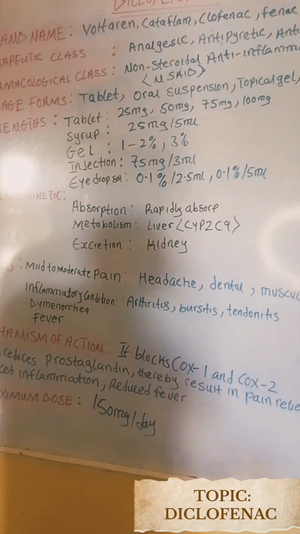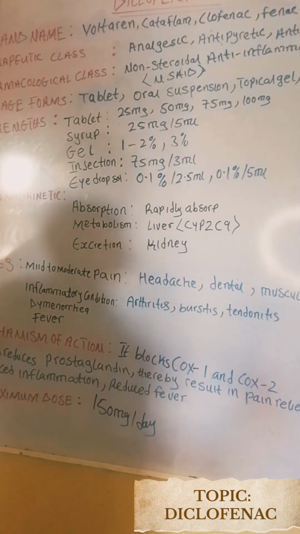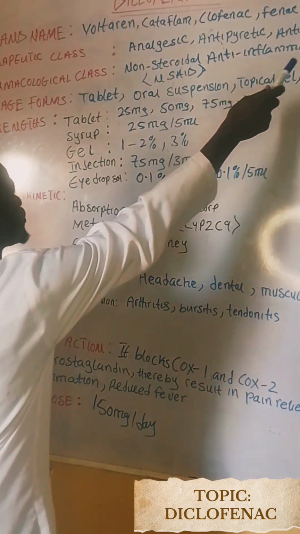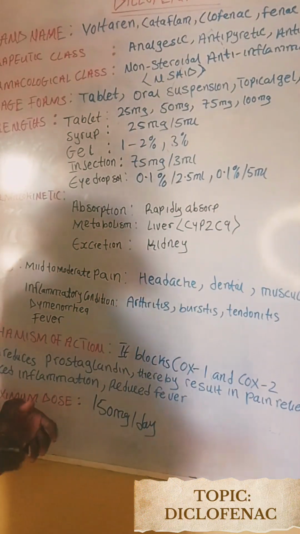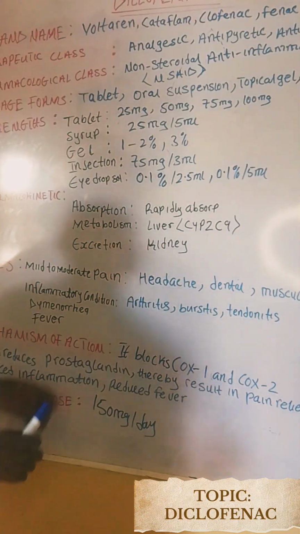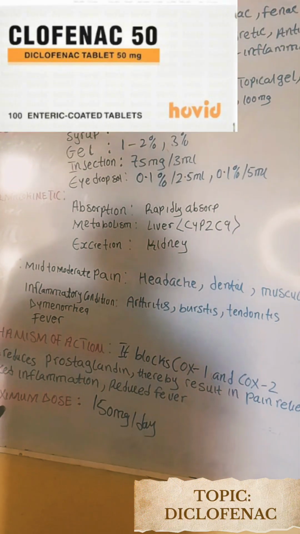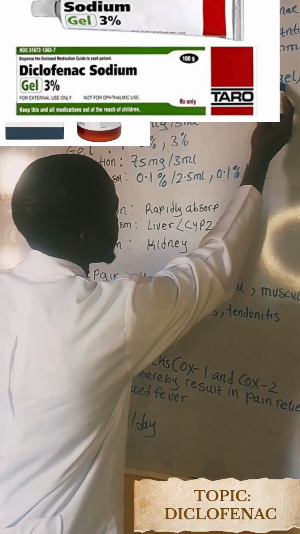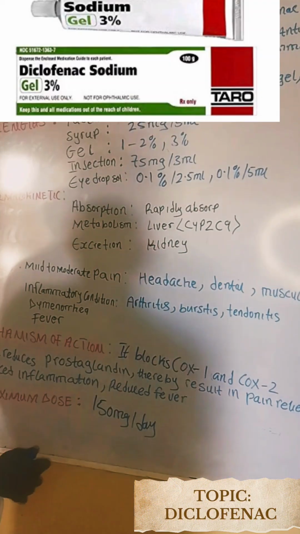And what is the pharmacology class of diclofenac? It belongs to the non-steroidal anti-inflammatory drug class, which is abbreviated as NSAID. And what is the dosage form of diclofenac? We have it in tablet, oral suspension, topical gel, and injectable solution.